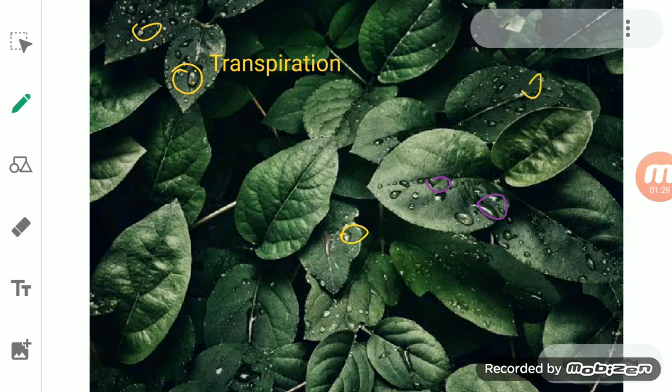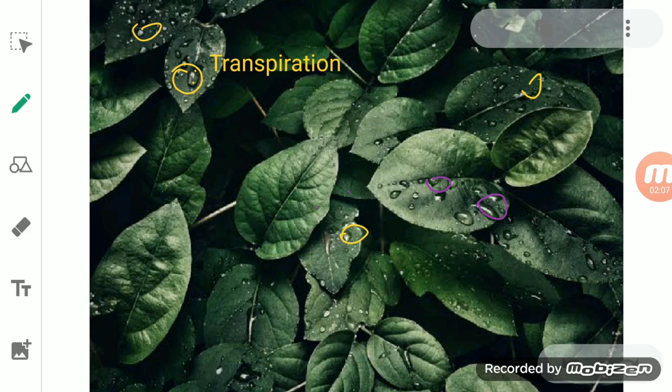Now the water absorbed by the root is taken by the stem to the leaves of the plant, and the leaves take the water for making food. But the leaves do not use all the water transported by the root through the stem in making food. A lot of water is absorbed by the root, and only some of it is used by the plant in making food.